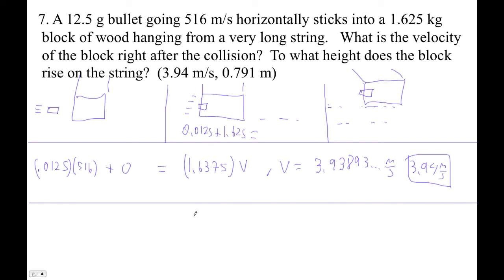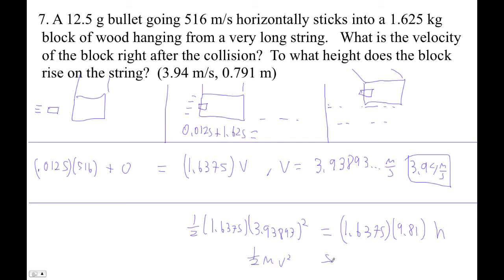So in this case, we're going to say 1/2 mv squared. So 1/2 times 1.6375 times 3.93893 squared equals, and then in this case, mgh. So 1.6375 times 9.81 times h. So the formulas are 1/2 mv squared turns into mgh. This is just conservation of energy, a pretty simple one.